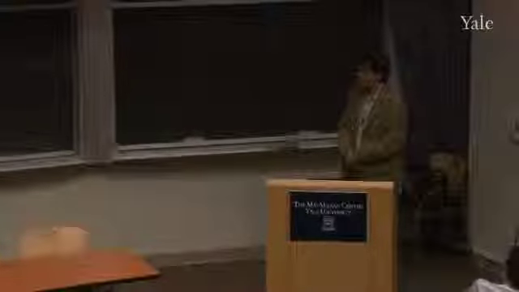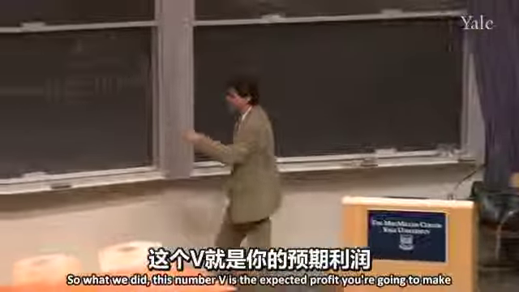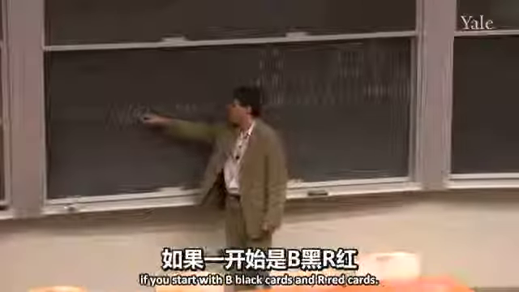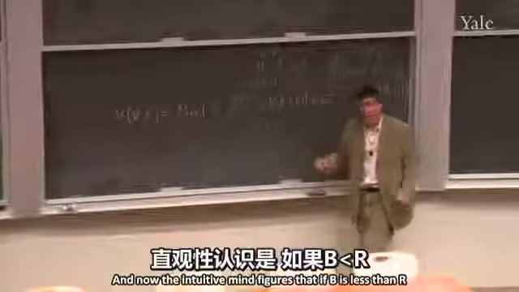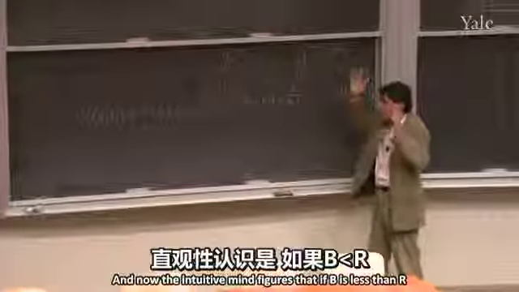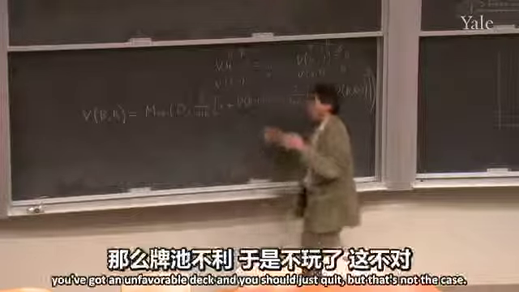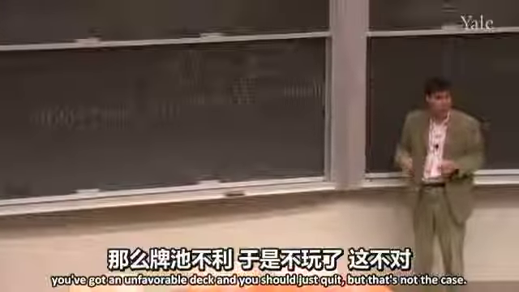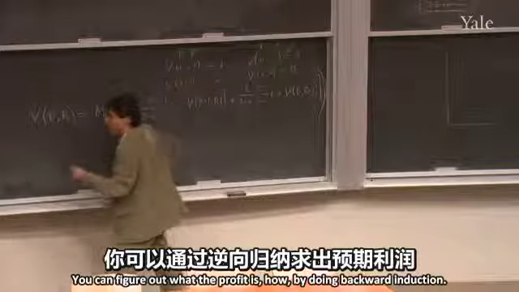I mean, like the total profit. Okay, so what we did, this number V is the expected profit you're going to make if you start with B black cards and R red cards. And now the intuitive mind figures that if B is less than R, you've got an unfavorable deck and you should just quit. Okay? But that's not the case. You can figure out what the profit is. How? By doing backward induction.